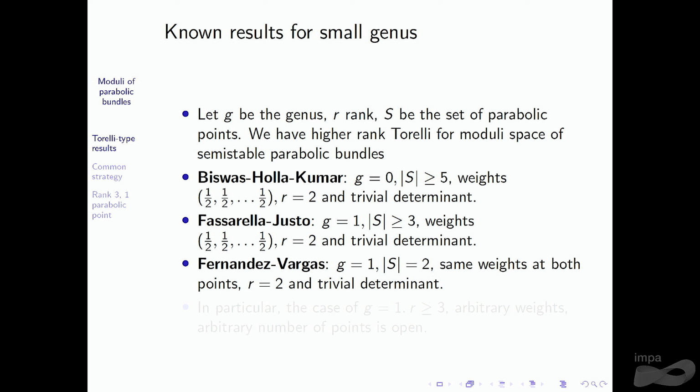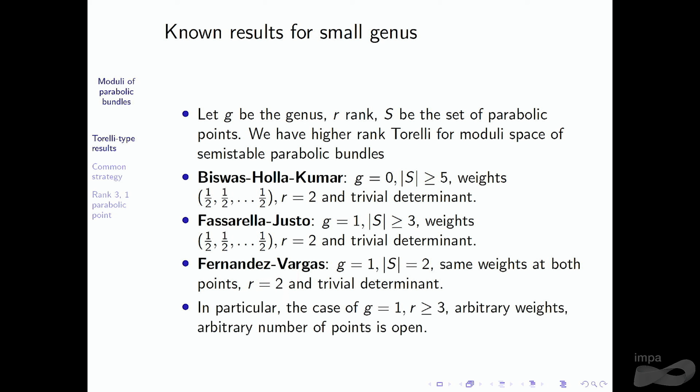Then Nestor Fernandez Vargas, who was a PhD student of Frank Loray, showed in his PhD thesis that for genus 1, for just 2 points, same weights at both points. So this is not saying that the weights need to be half, half, half. They need to be whatever they are, but the same at both the points. Rank 2, and trivial determinant. Okay. So in particular, to summarize, the case of genus g equals 1, the rank being greater than or equal to 3, arbitrary weights, arbitrary number of points is open.